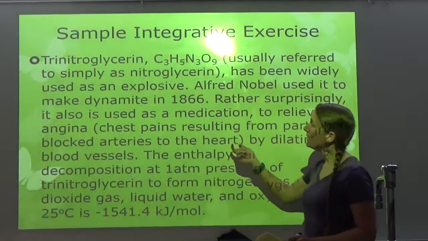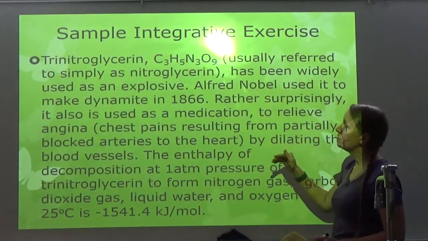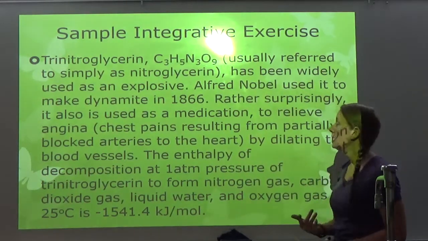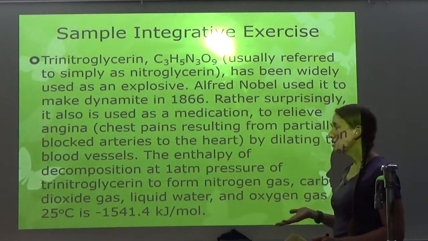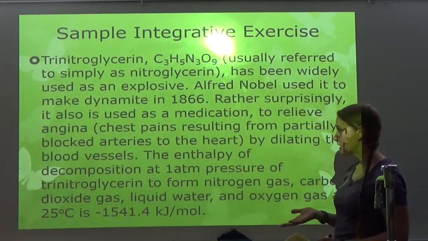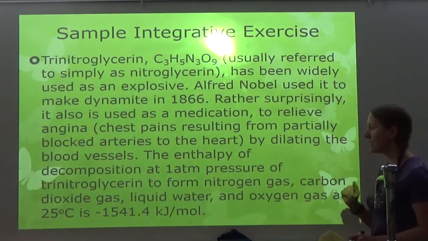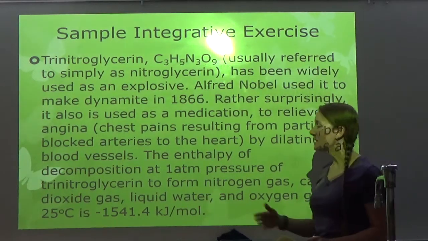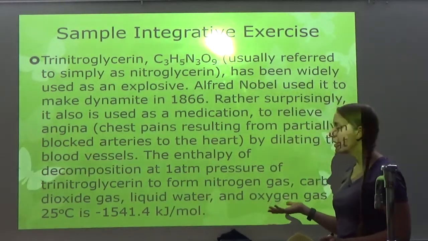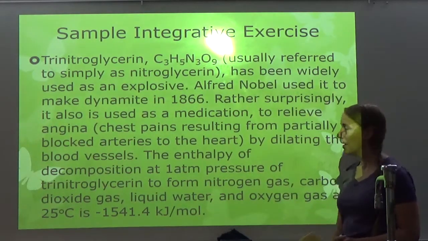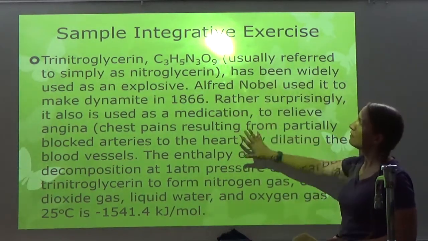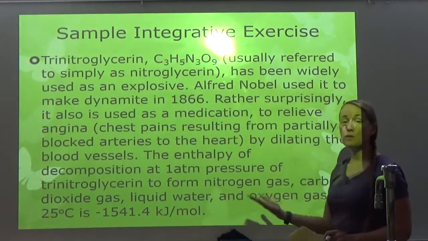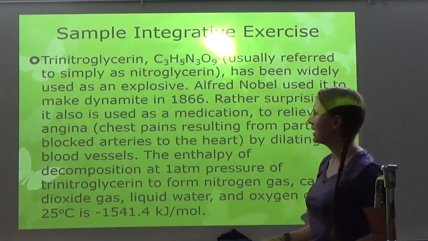So in other words, what they're telling us is nitroglycerin is used to make dynamite, but we also use it to treat chest pains. The enthalpy of decomposition at 1 atm pressure of trinitroglycerin to form nitrogen gas, carbon dioxide gas, liquid water, and oxygen gas at 25 degrees Celsius is negative 1,541.4 kilojoules per mole. All right, so they told us some stuff about nitroglycerin, trinitroglycerin. So let's see what the questions are. I may have to click back to this slide.